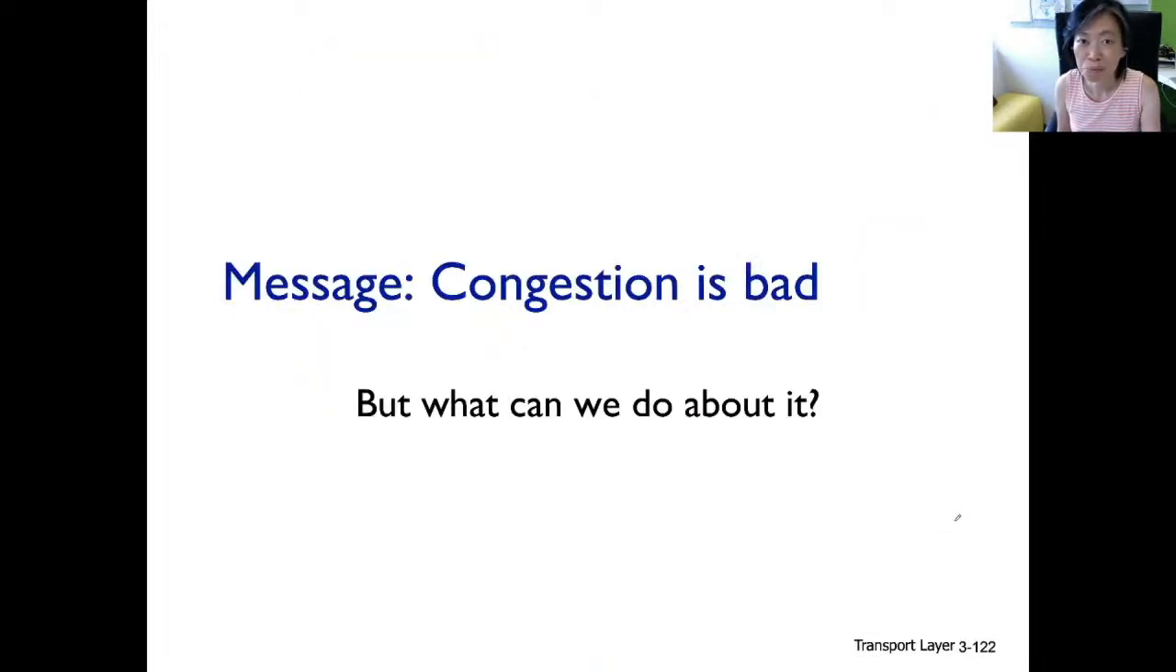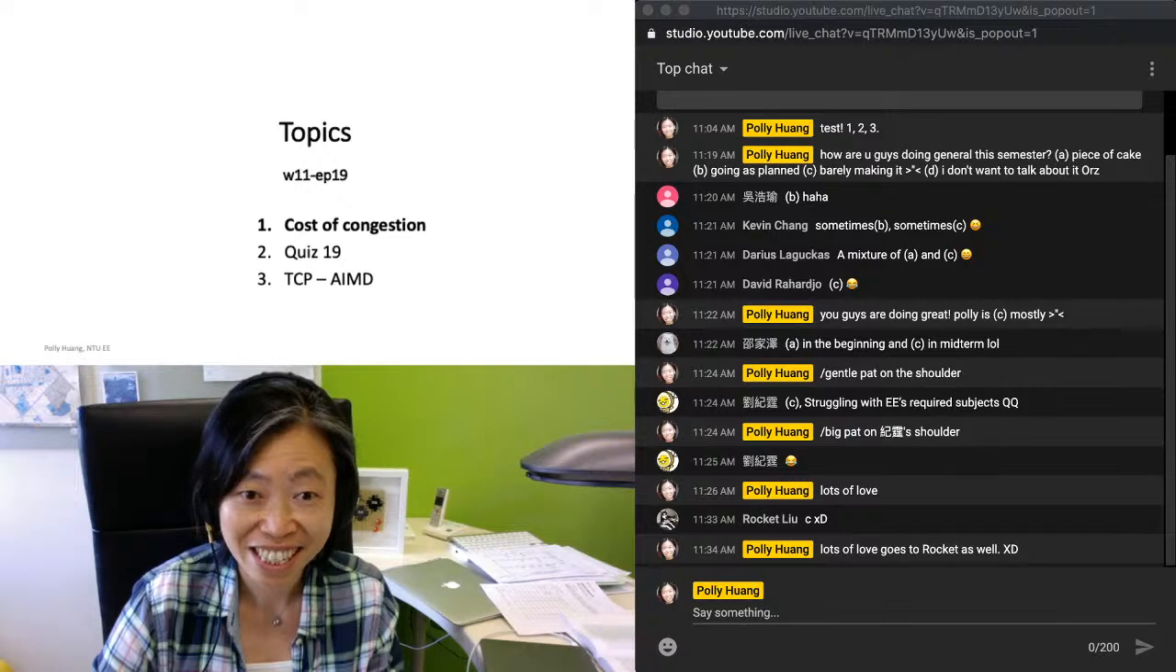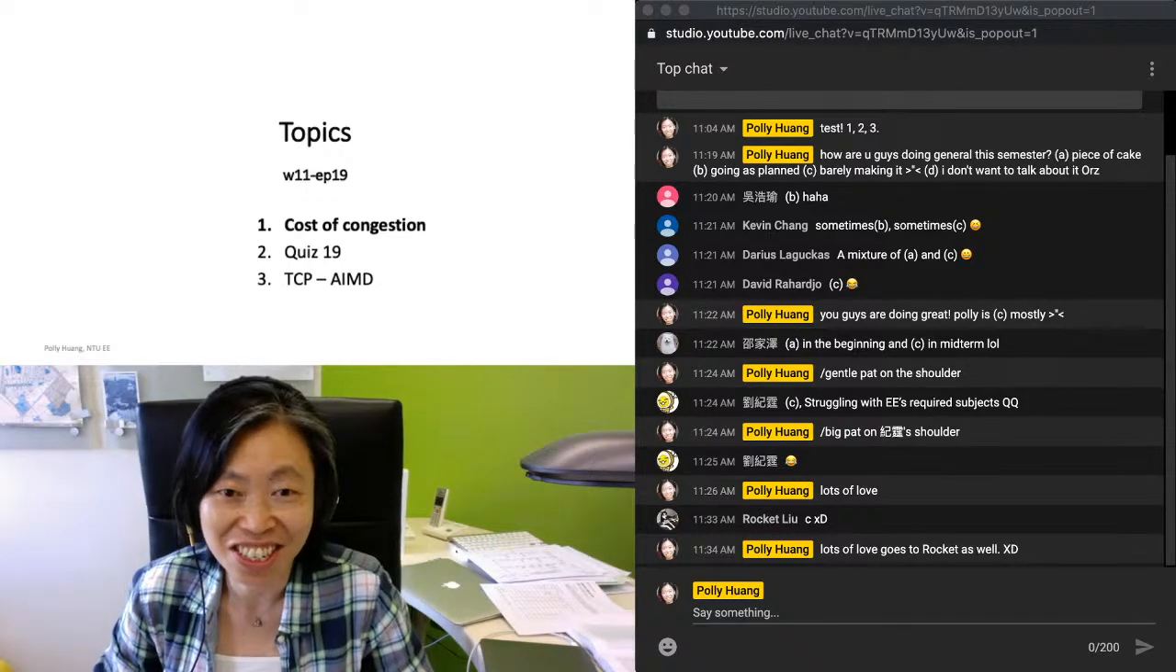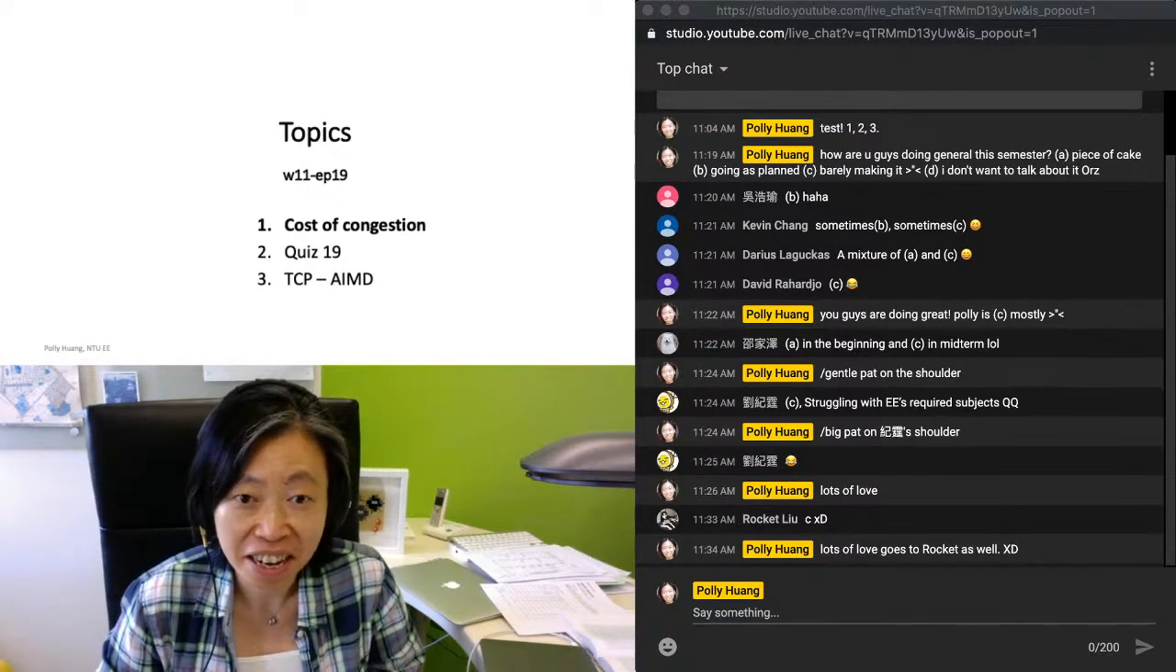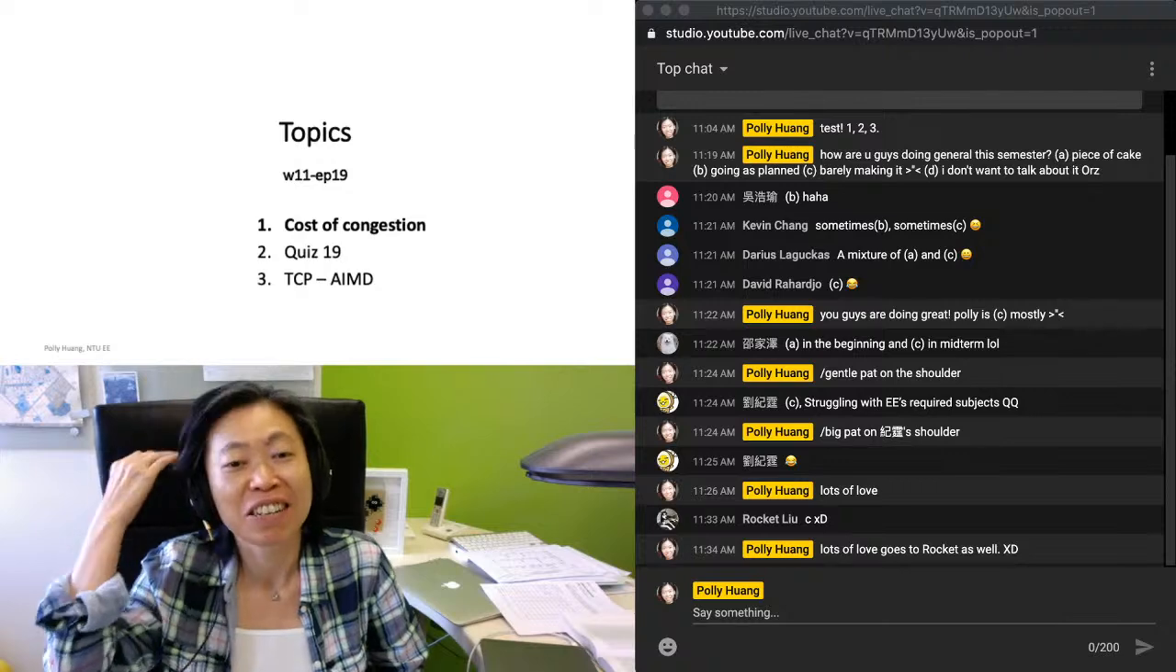So the message here: congestion is really bad. But what can we do about it? All right, so that was how bad congestion can be, and the cost of having congestion.